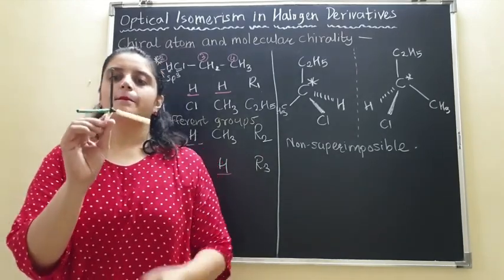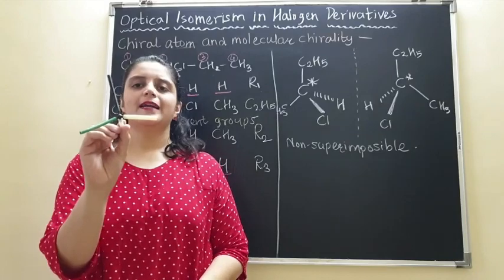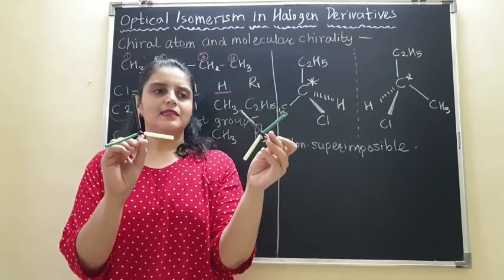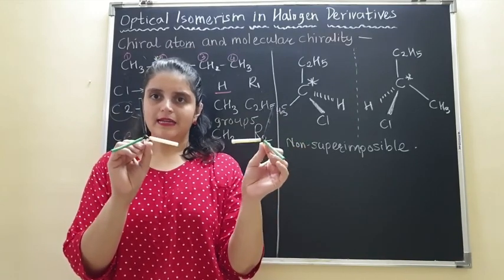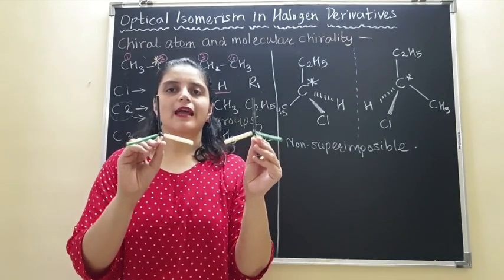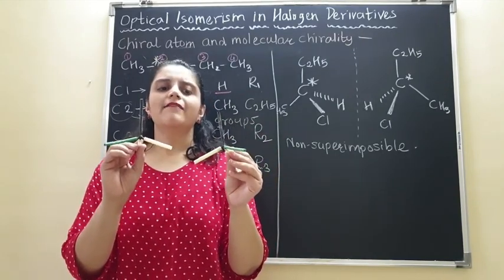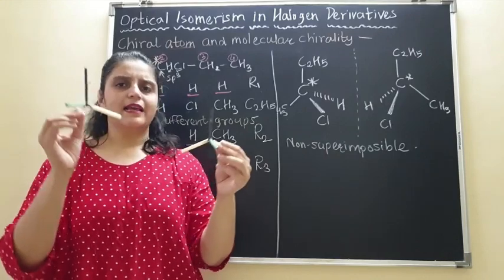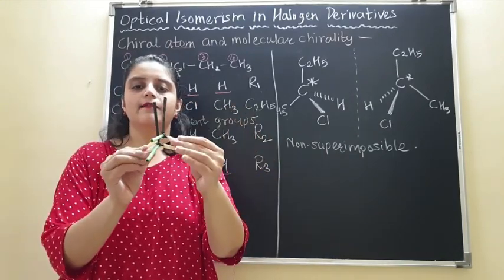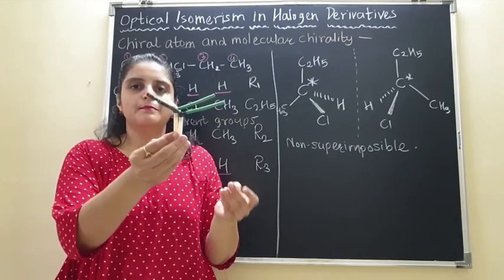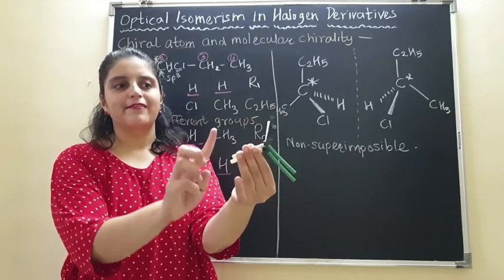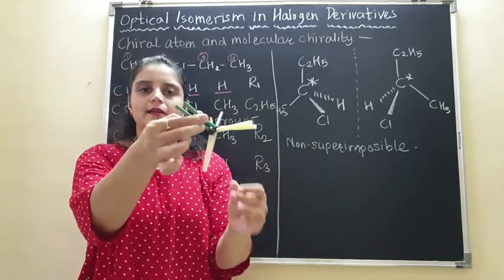So I am keeping the compound like this. Let me keep it like this. And I want to take the mirror image of this compound. Is this the mirror image of the compound? Yes. If you keep a mirror in between, both of them will look like mirror images of each other. Now I will try to superimpose one image on the other. So I am lifting one and trying to keep this matched properly, white with white, white with white, black with black and green with green.